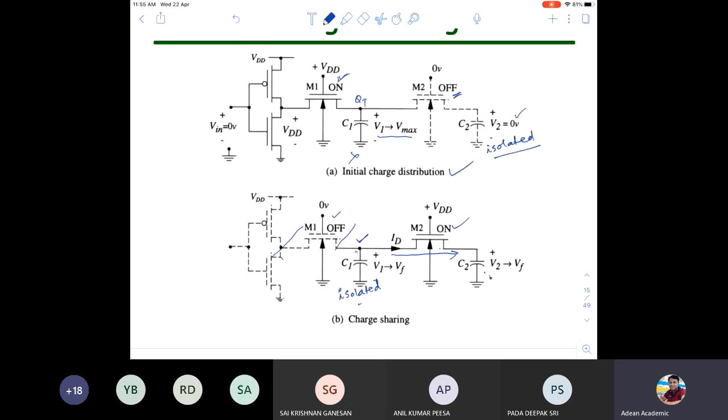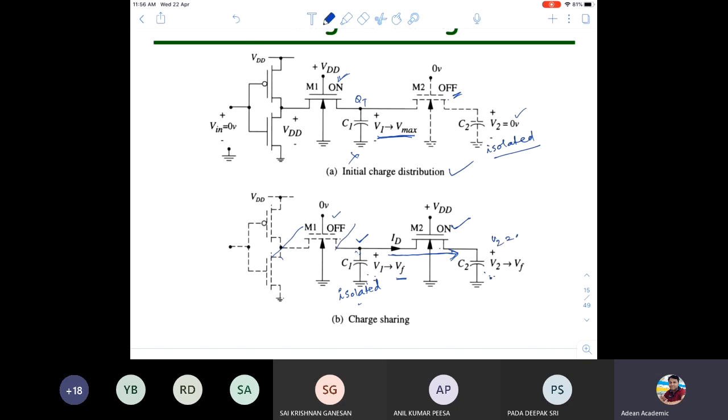So now what is happening? Already this C1 is earlier holding a voltage of V1 equal to Vmax. Now this charge it has to share. There is a path existing to share its charge from C1 to C2 through this on transistor. Whatever the charge that is there, it will be moving into the C2. Not completely. When both these voltages become the same, V1 is Vf and V2.